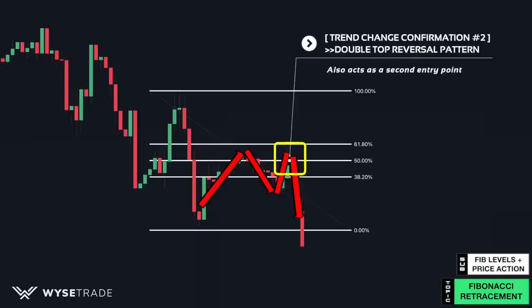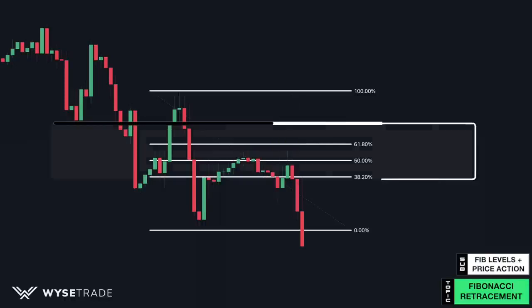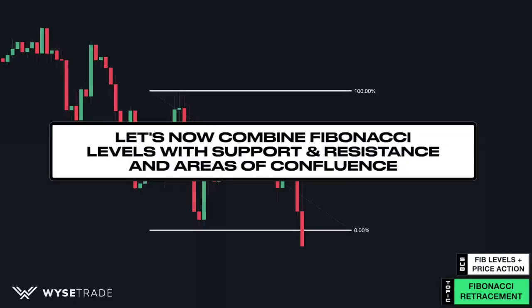So this was using Fibonacci levels in the simplest form. Let's now take it up a notch and combine Fibonacci levels with support and resistance and areas of confluence.